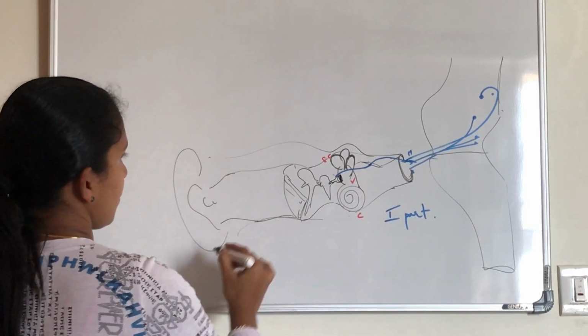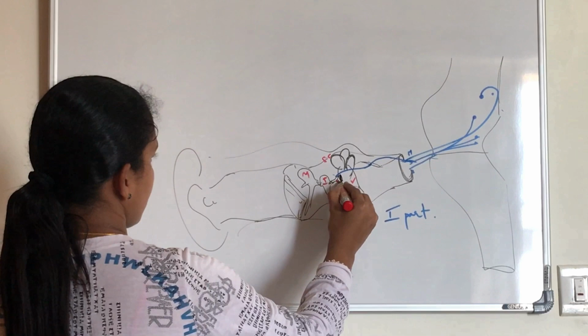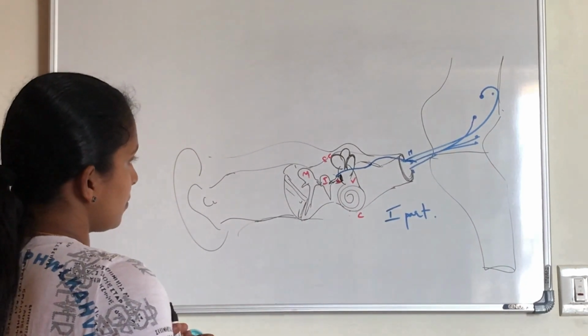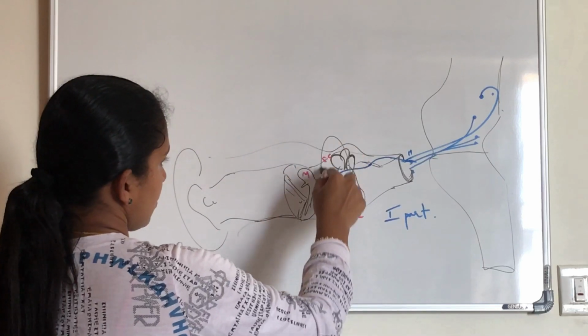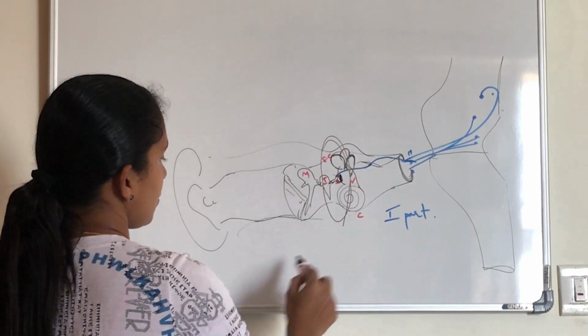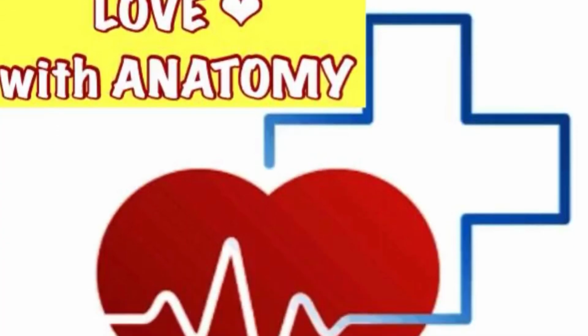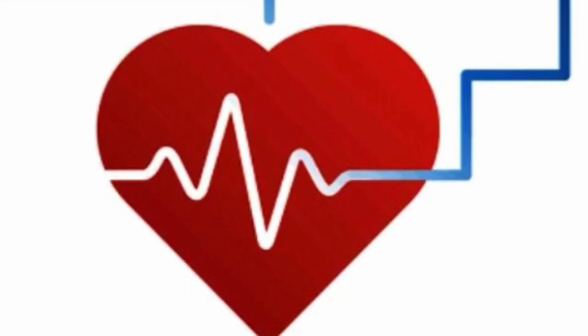Now to know the course and relations of facial nerve from the medial wall of middle ear cavity, let's continue it in the next video. Let's start from the medial wall of middle ear from next week. Watch part 2 for continuation. Thank you.